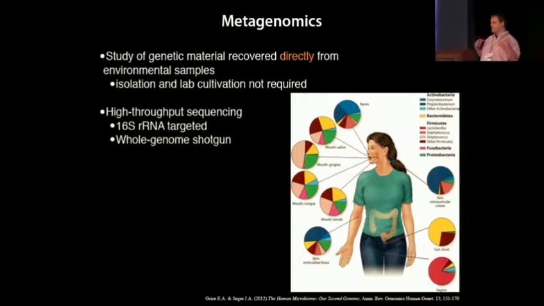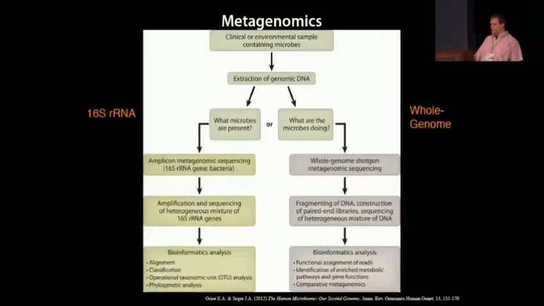And these environmental samples can come from any sort of environment. It can be different soil samples, it can be different locations within a human body, or any other organism, for example. This is a general outline of the two different types. On the left-hand side, you have your 16S RNA analysis, and then you have a whole genome shotgun sequencing approach on the right-hand side.